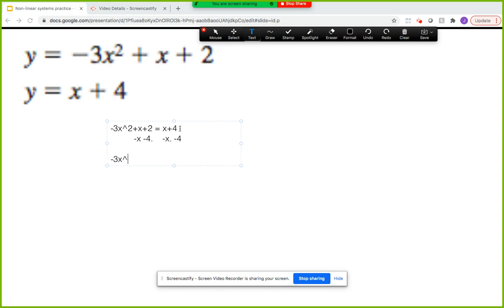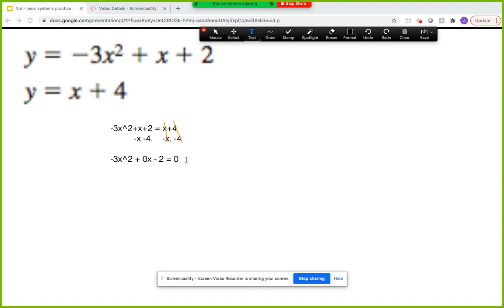negative 3x squared plus, now these x's actually cancel each other out, but I'm just going to show it as 0x so that we remember what the value of b is when we're using the formula, minus 2, because 2 minus 4 is negative 2, equals 0. Because on this right-hand side, the x's cancel each other out because they're opposite operations, and then the 4 and the negative 4 cancel each other out.